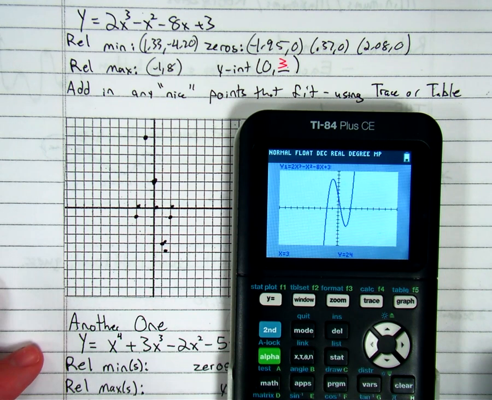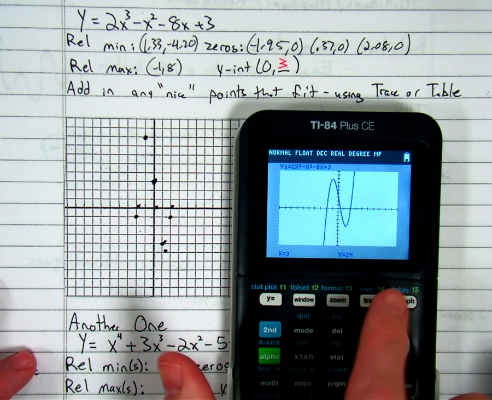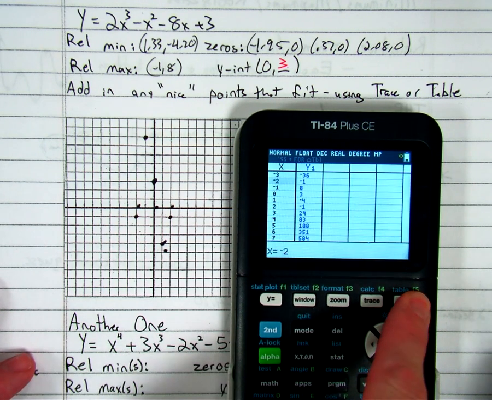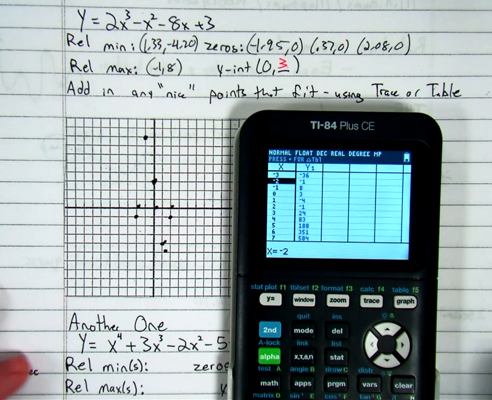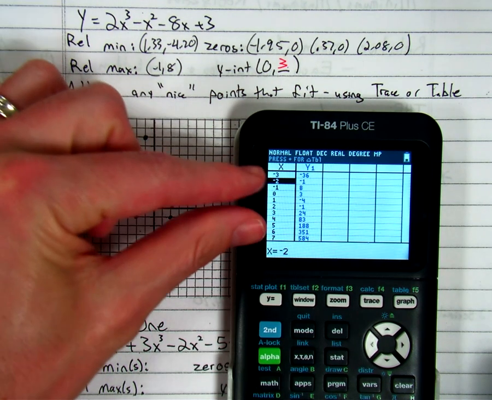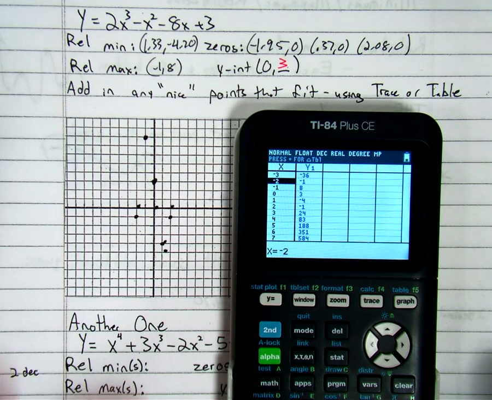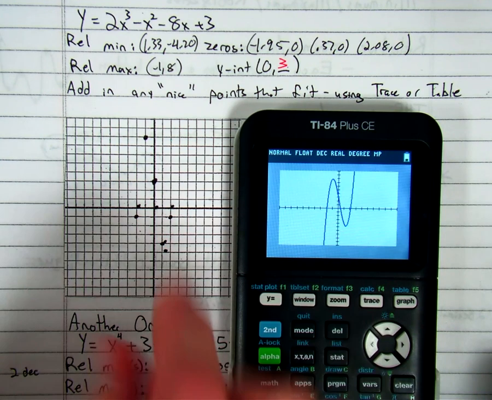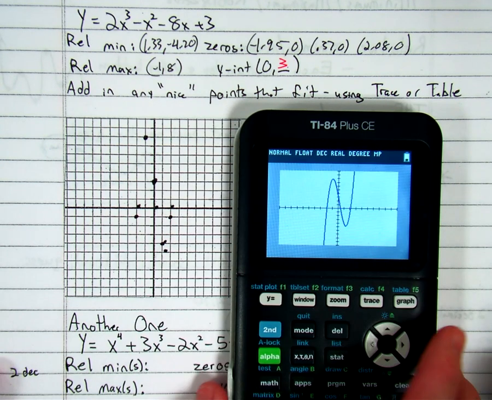So whichever way you prefer: pushing trace, then typing in x-coordinates and hitting enter, or you can do second graph and look at the table. Okay, the table shows them all to you at once, but it doesn't show you a picture of where it should be on your graph. The trace method shows you where it should be, but you have to do one at a time. You can't see them all at once.